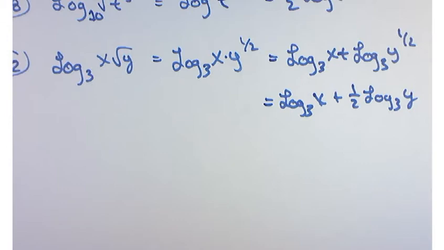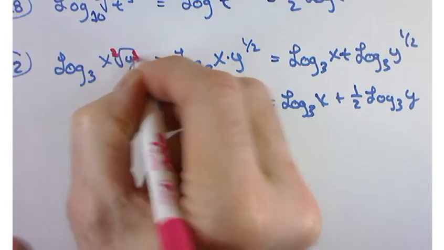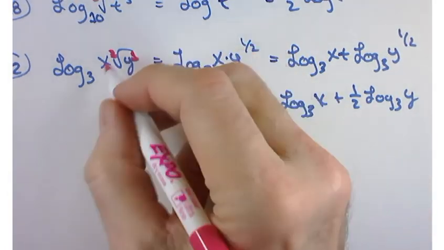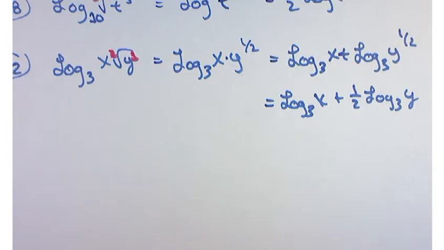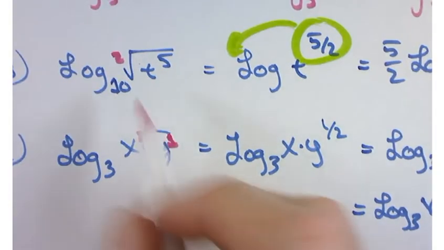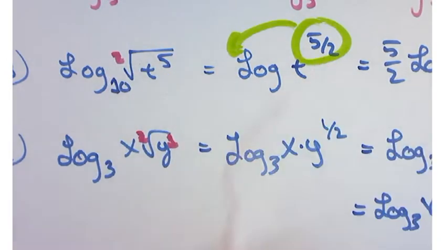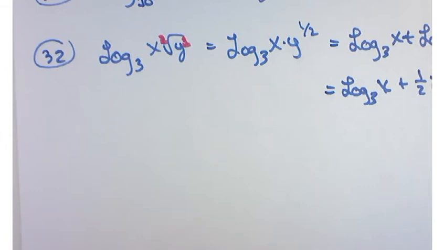From the square root, this is understood to be a 2. That's understood to be a 1. And I rewrote it using exponents. So this one comes up, that one comes over underneath. We did the same thing just a moment ago. We had the square root of t to the 5th power. The 5 goes up, the 2 comes underneath it. So that's how we get from one to the other. Okay? Anything else on 32?